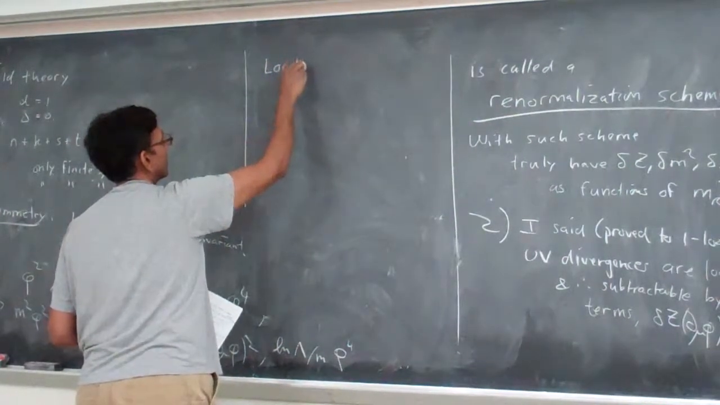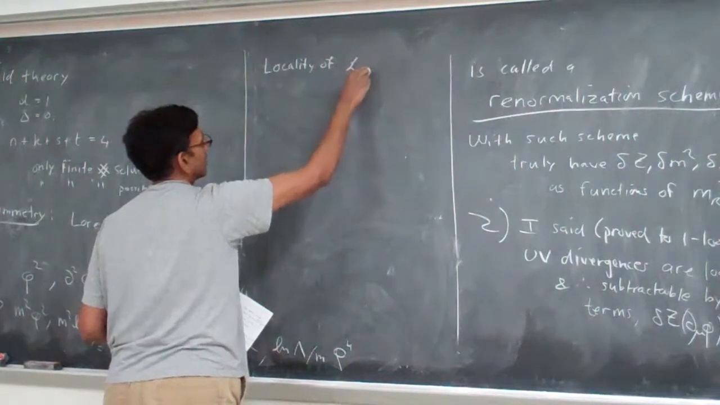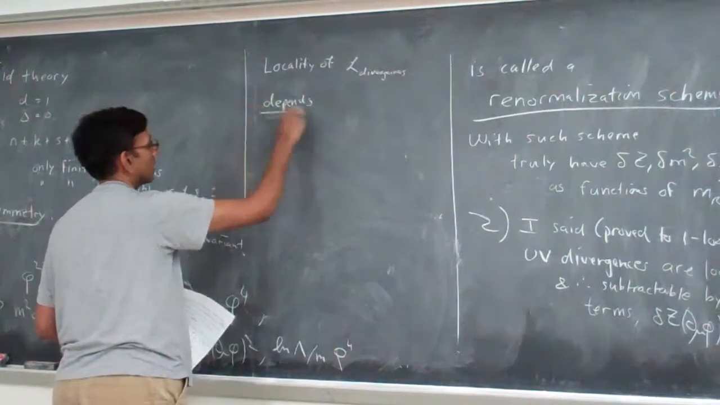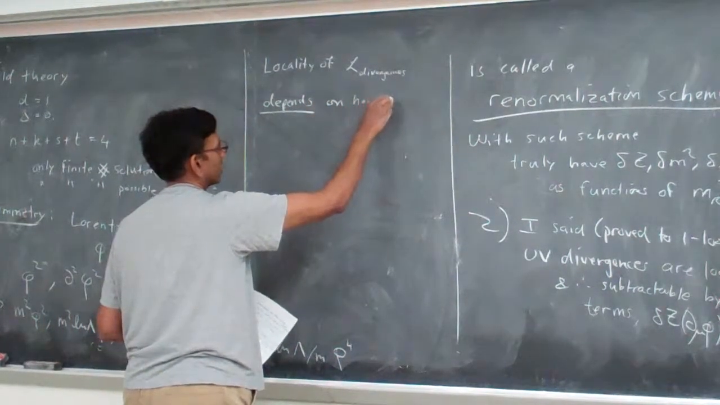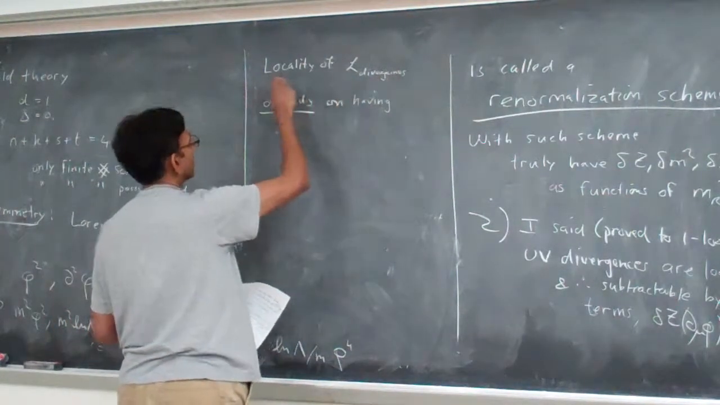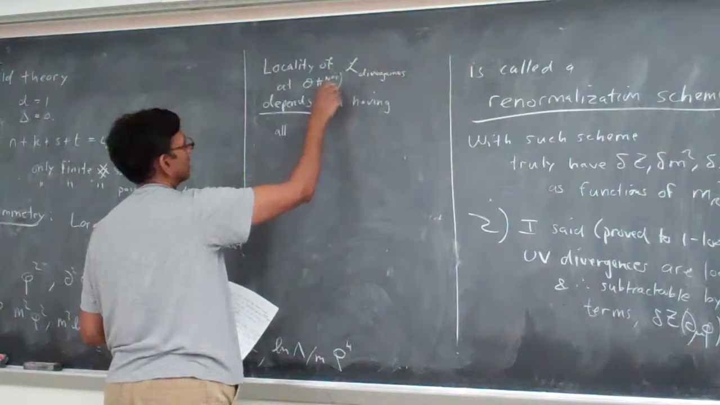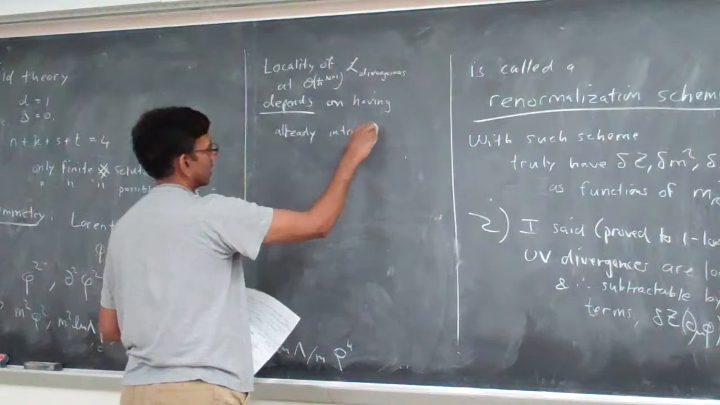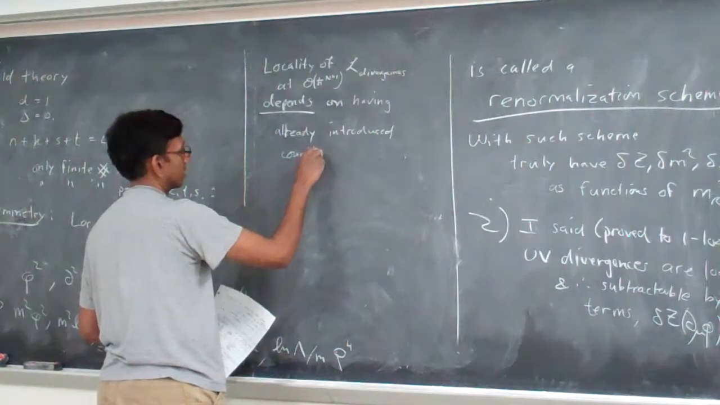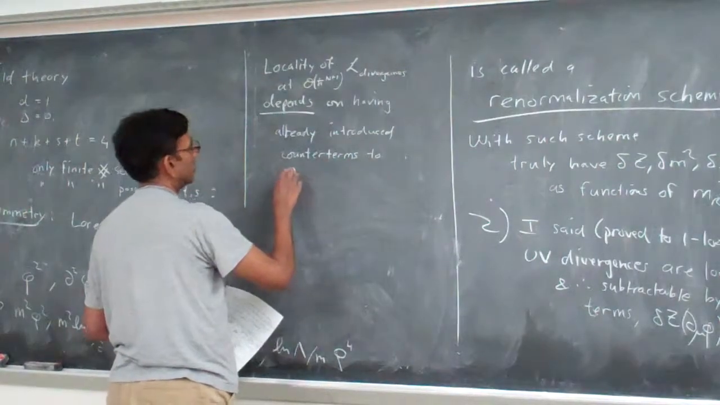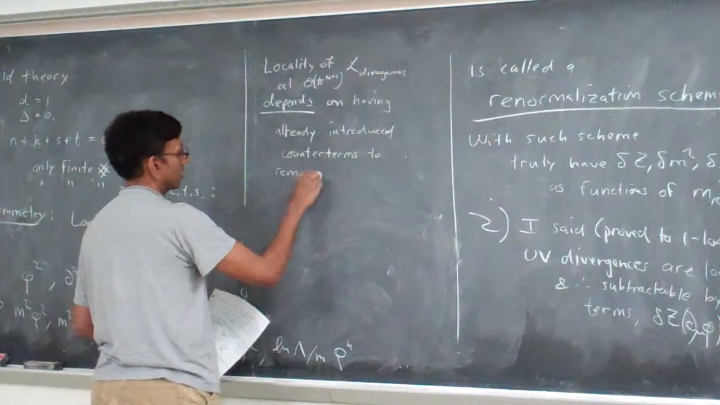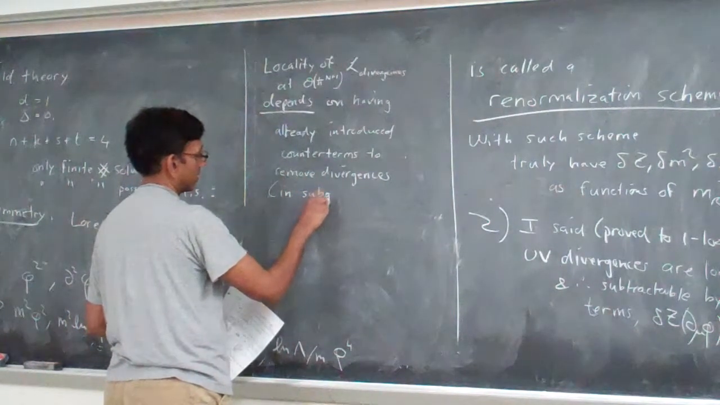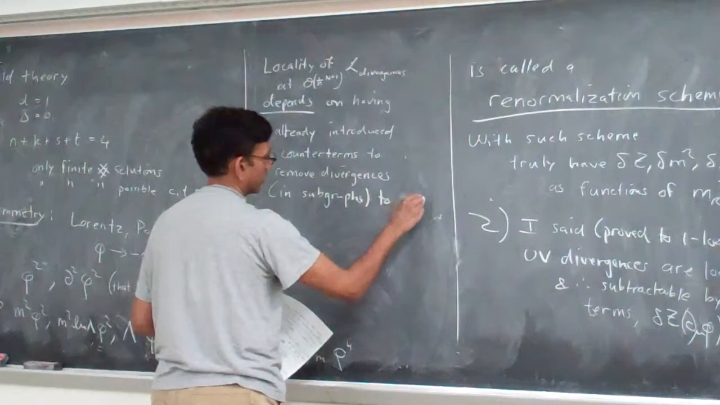The locality of this L divergence, the divergences, at order h bar to the n plus 1, depends on having already introduced counterterms to remove divergences in subgraphs to order h bar to the n.